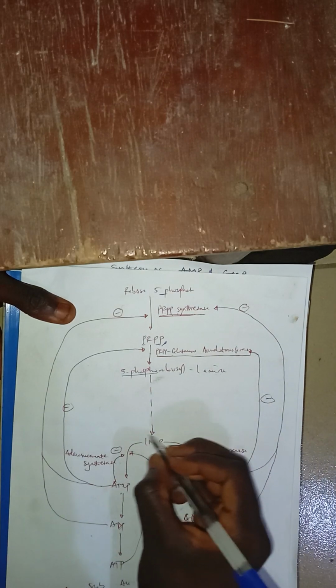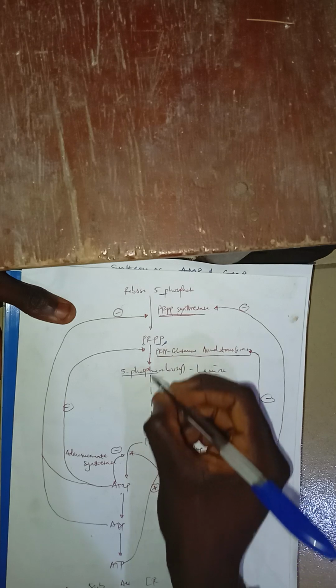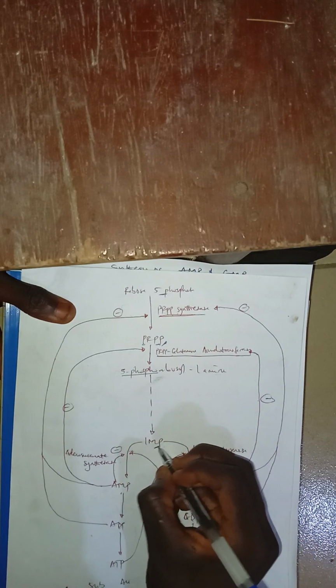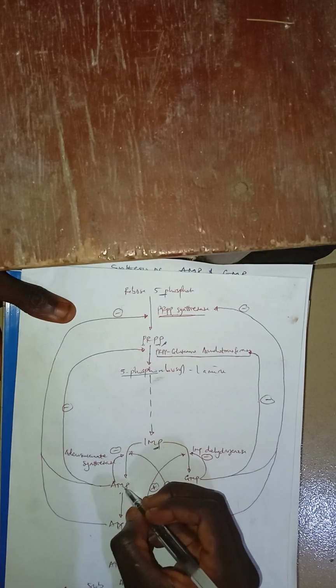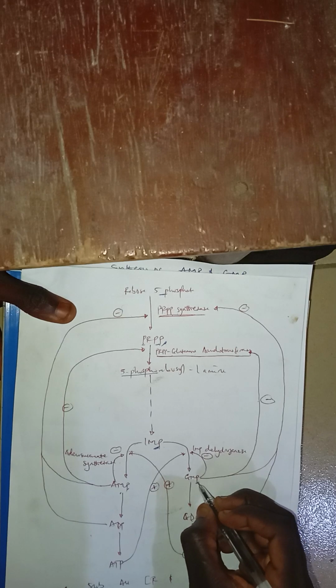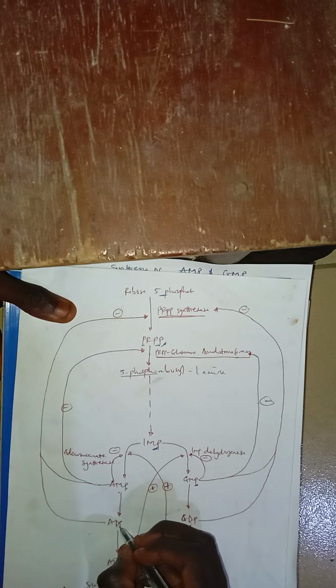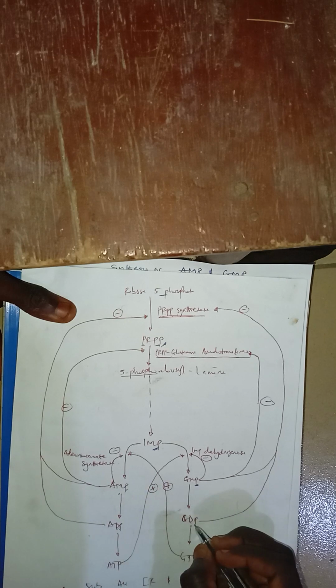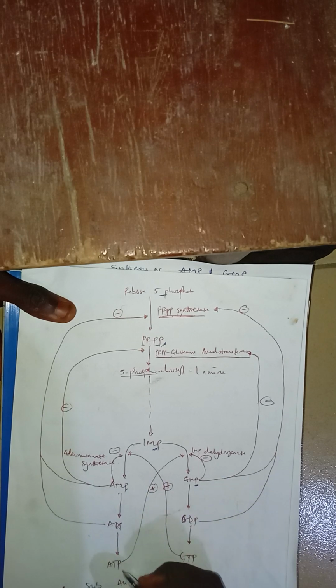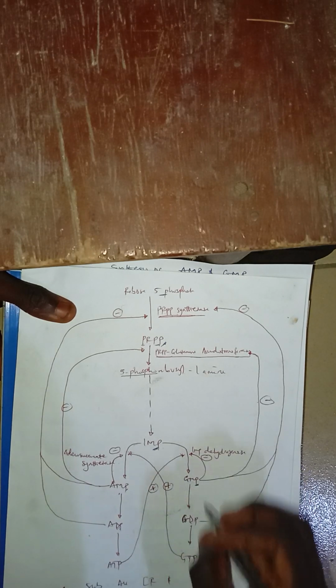Then from there, the pathway will go down. We're going to get IMP. From IMP, again, IMP will split into AMP and GMP. We've already seen this one in that first video I did. Then from there, we get GMP, ADP, GDP, then ATP, GTP. Just going down like that.